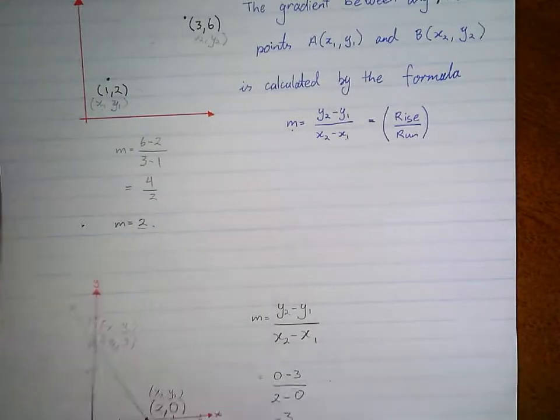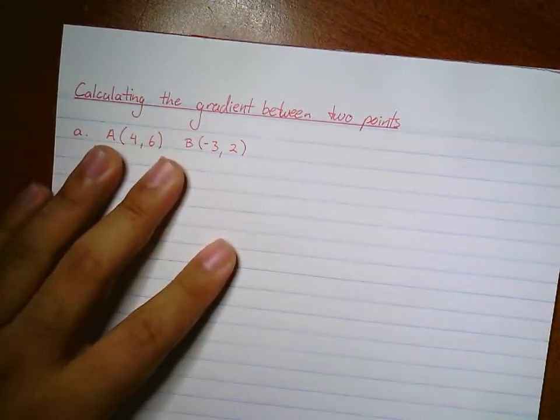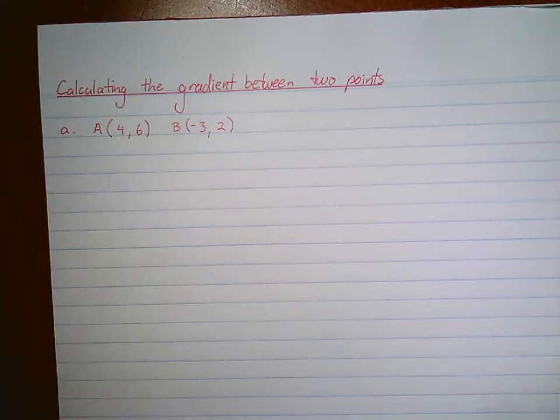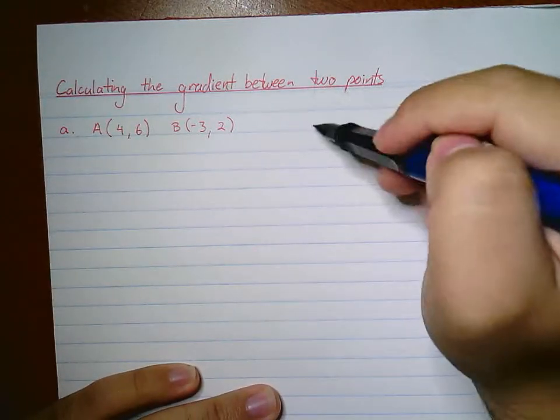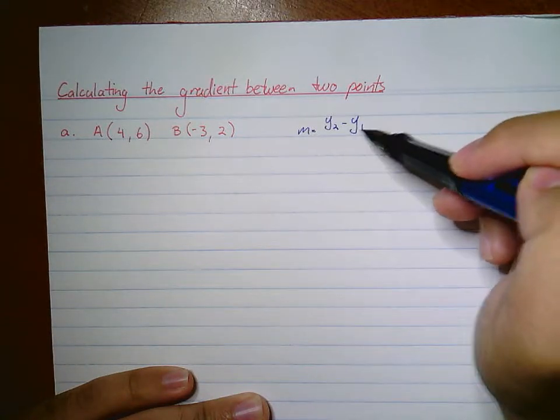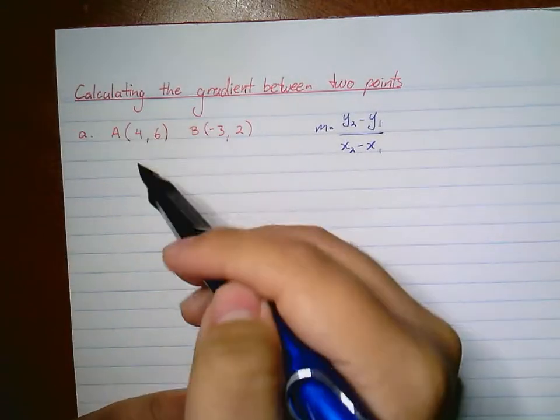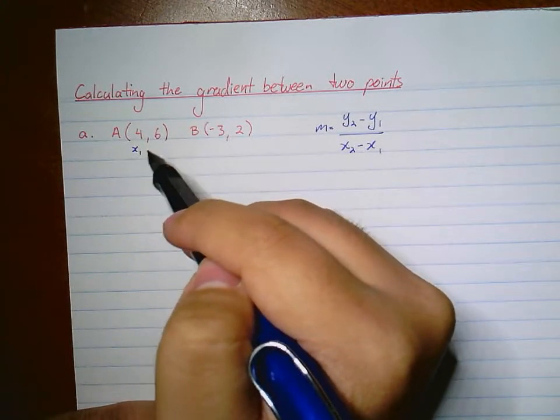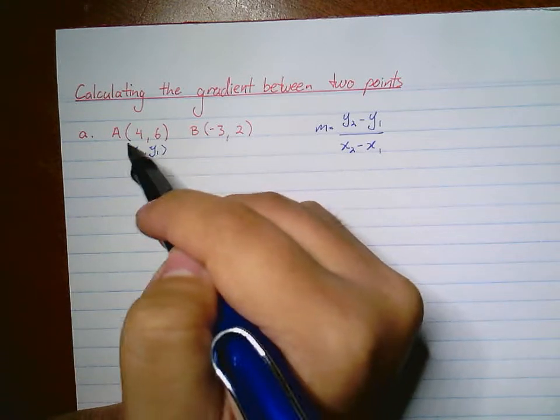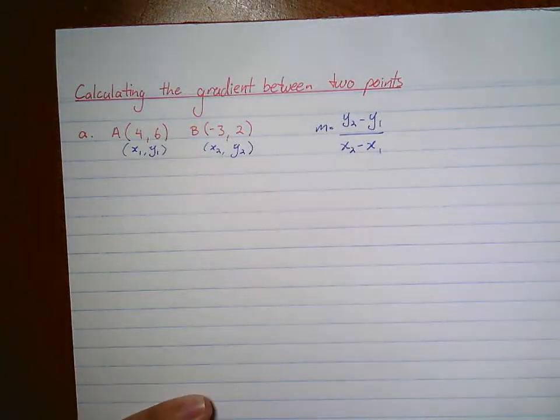Finally, we can do it without a graph. All we can do is calculate it using just coordinates here. So once again, we can find the gradient using our formula. In case you forgot, m equals y2 minus y1 over x2 minus x1. And we'll just label our points here. It's x1, y1. This one's x2 and y2.